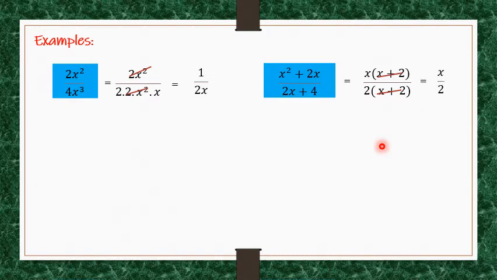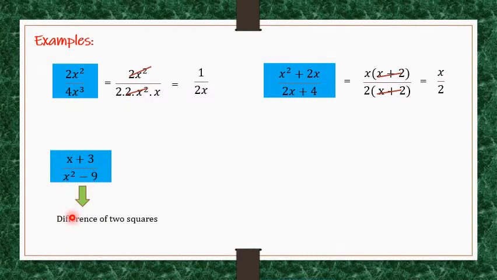So that's the answer. And next, another example is x plus 3 over x squared minus 9. As you can see, this x plus 3 cannot be factored. So how about the x squared minus 9? This one can be factored as difference of squares. So you have it: x plus 3, just copy over x plus 3, and x minus 3. This is the factored form of x squared minus 9.